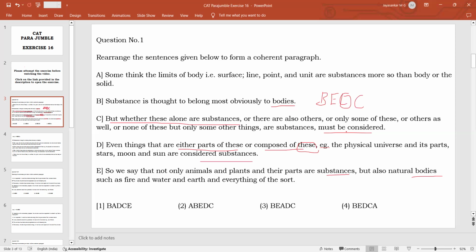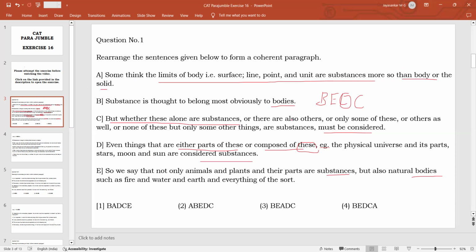They are substances. That question also has to be considered. Then we give an example of that particular contradictory idea or a different view: the limits of the body, that is surface, line, point, unit, are substances more so than body or the solid. So till now, our earlier definition was that anything that is constituted within a body or within a solid is called a substance.